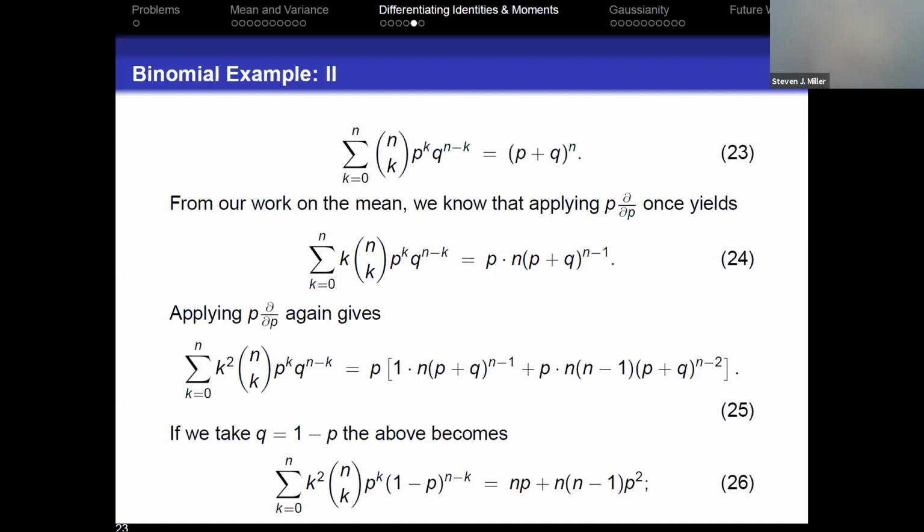And the advantage of that is we're talking about a probability distribution now. So it's probability p of success, 1 minus p of failure. And notice that equation 25 becomes much nicer when p plus q equals 1. And now we get equation 26, which is exactly what we wanted.